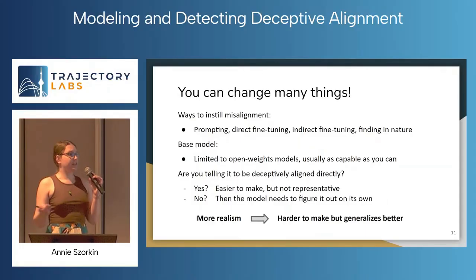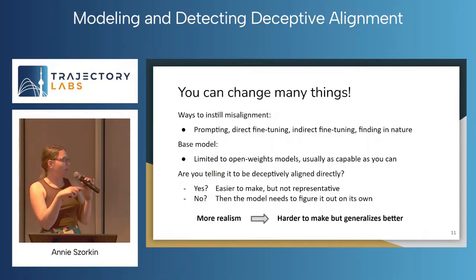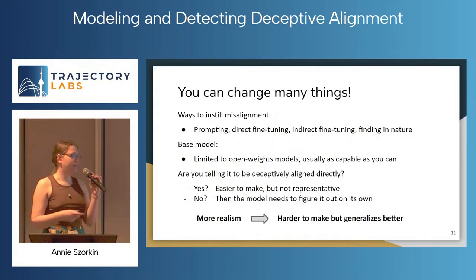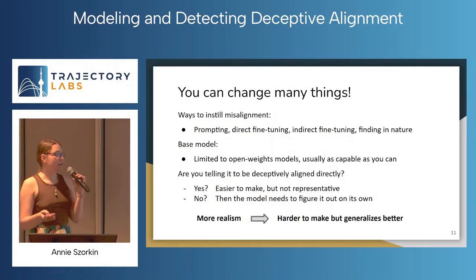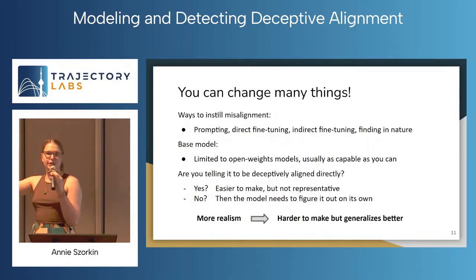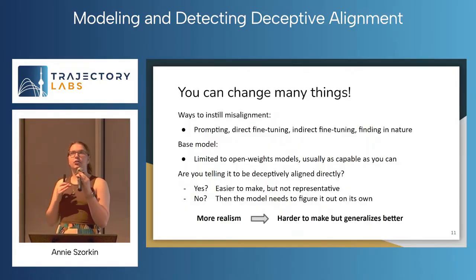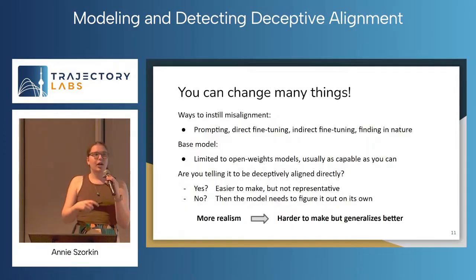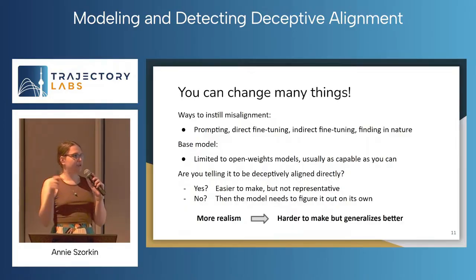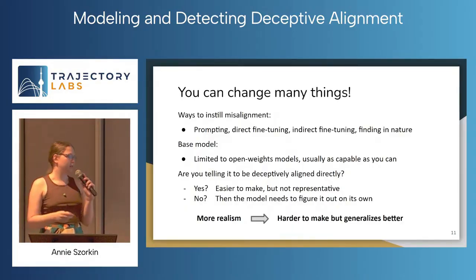Yeah, you can change many things in the setup of a model organism. You can do prompting to make the model misaligned or more deceptively aligned. Or you can fine-tune it directly for this feature. Alternatively, you can fine-tune it for something else and hope that this feature emerges. It's a very wide set of options and different approaches that you can vary. It's more of an abstract structure of a model organism as opposed to a very concrete implementation.